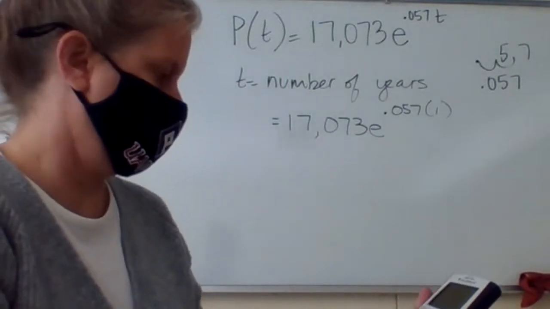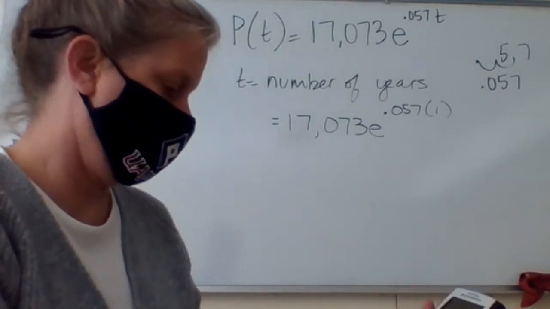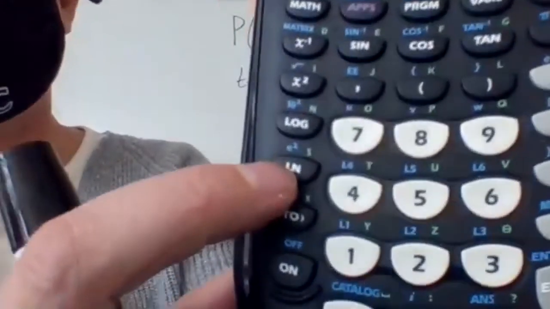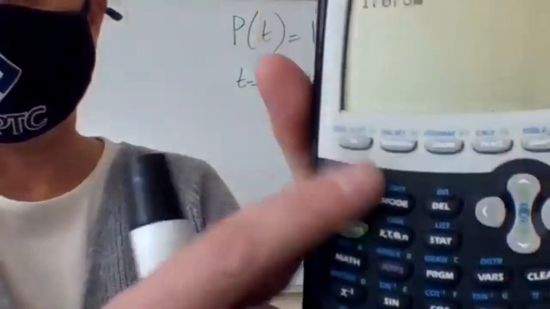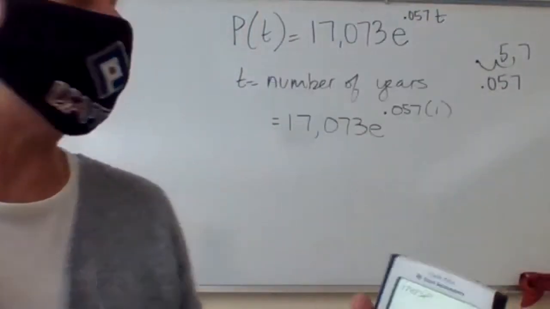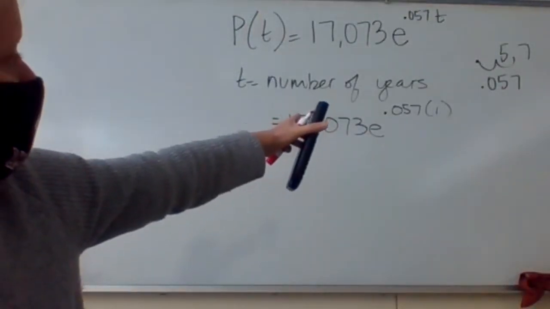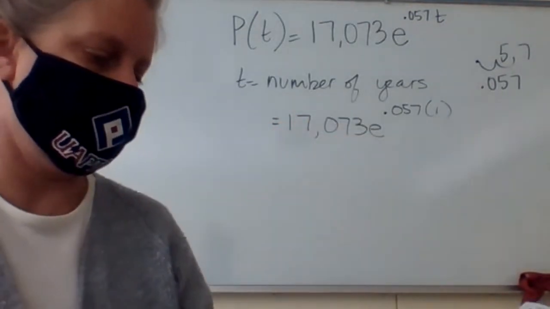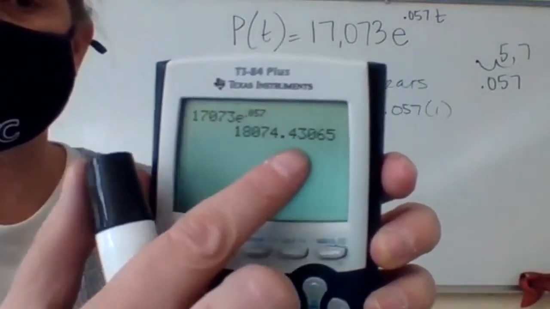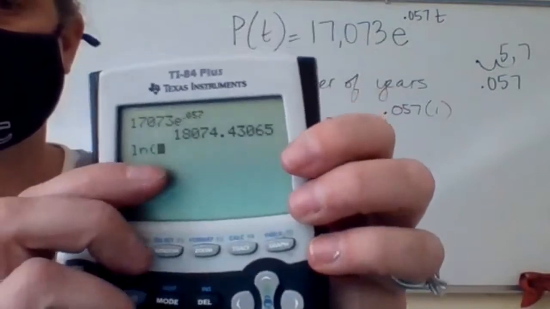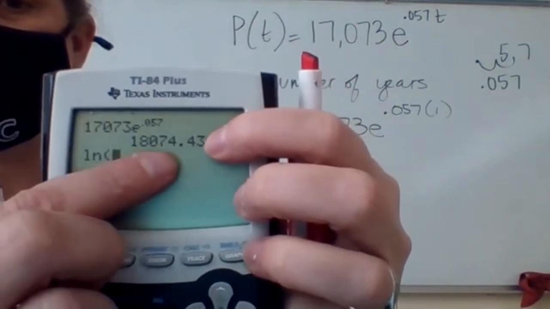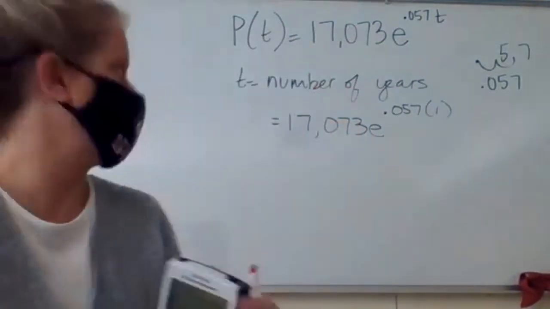So 17,073. And then remember, e to the x is right above the ln. So second ln, to get that e, it automatically puts you up into your exponent. My exponent is 0.057 times 1, so just 0.057. Enter. So after 1 year, rounded to the nearest cent, would be 18,074 and 43 cents.